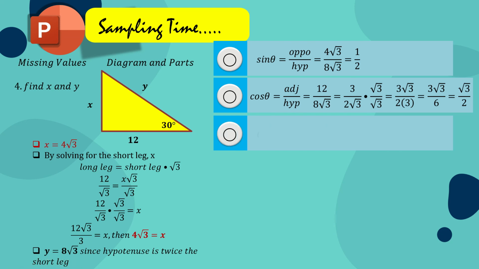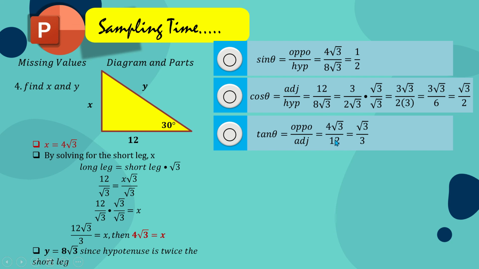Tangent function. Tangent is opposite x over adjacent 12. What is x? 4 square root of 3. So, 4 square root of 3 divided by 12. Can it be reduced? Yes, 4 and 12 can be reduced. Divisibility by 4: how many 4s in 4?